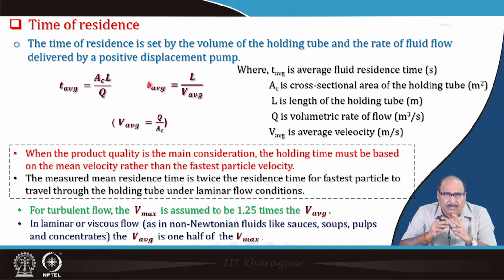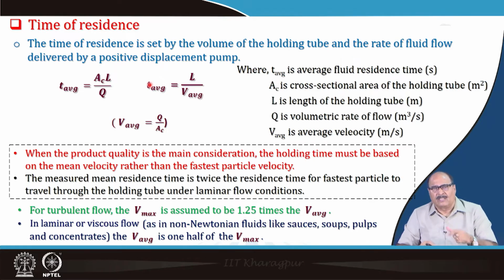So, for a turbulent flow, the maximum velocity V max is assumed to be 1.25 times the average velocity V average. In laminar or viscous flow, as in the case of non-Newtonian fluids like sauces, soups, pulps, concentrates, etc., that is, they exhibit viscous flow or laminar flow, V average is 1/2 of the V max.